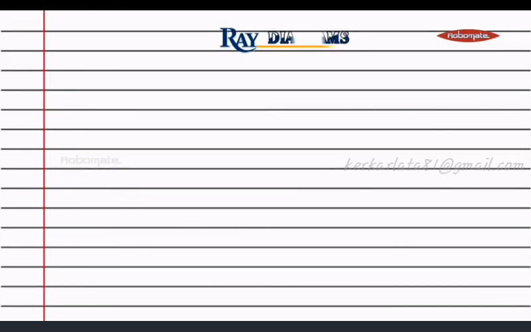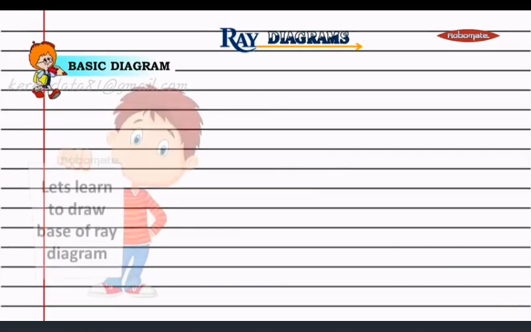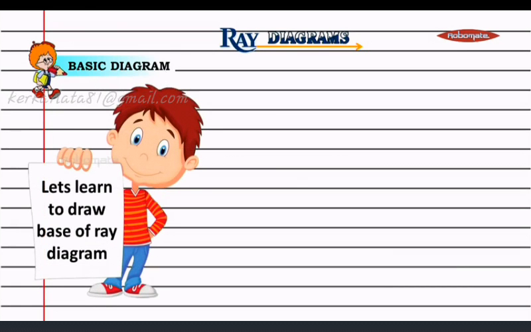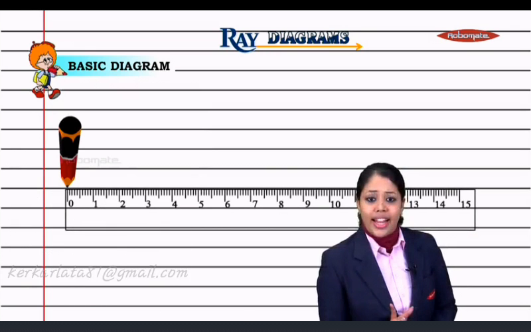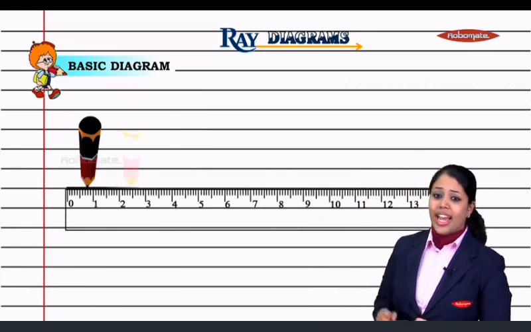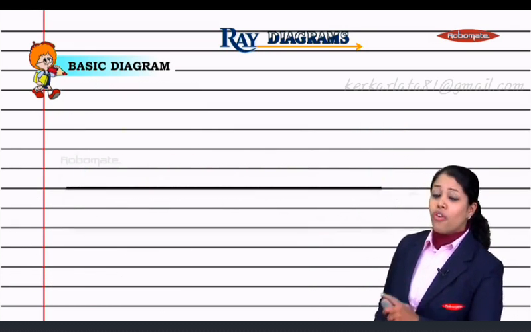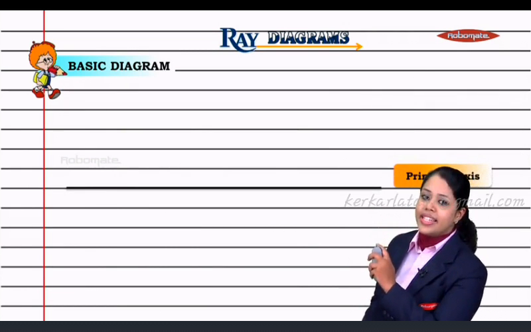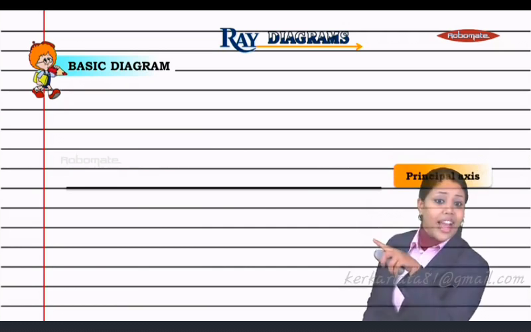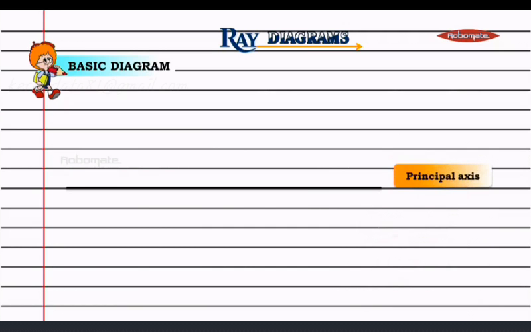Now students, first let's understand a basic thing, that is how to draw the basic diagram. In the basic diagram, first you should know how to draw the base diagram, and let's see how to draw that. You take a scale and then you make a straight line. Now from the extreme right hand side, that is from here, you will mark 3 centimeter. This straight line is called the principal axis.